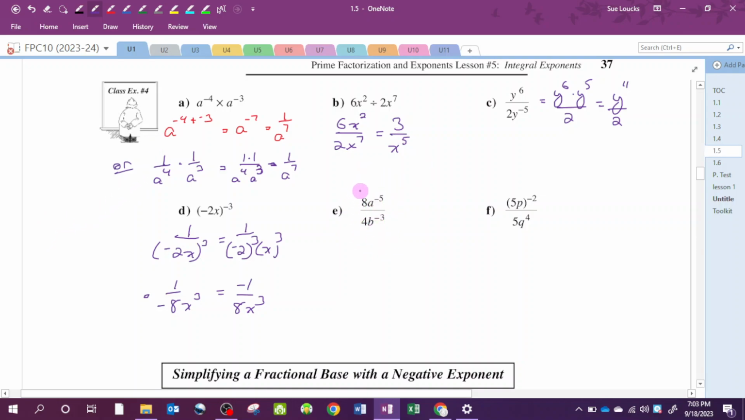Okay, I can simplify the 8 over 4. That becomes 2. I'm going to move my b cubed up, and I'm going to make it positive. I'm going to move my a to the negative 5 down and make it positive. So there we go.